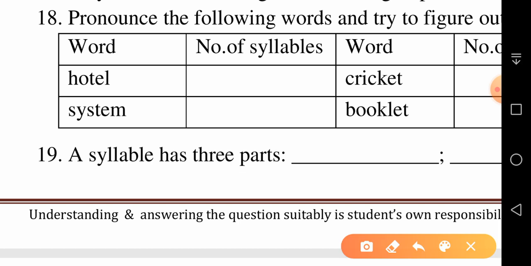So it means hotel has two syllables. The second way is to put our hand underneath our jaw, close to the chin, and try to pronounce the word hotel. Our jaw moves downward twice. This is the second way to find out the syllables. And the third way is to transcribe it.